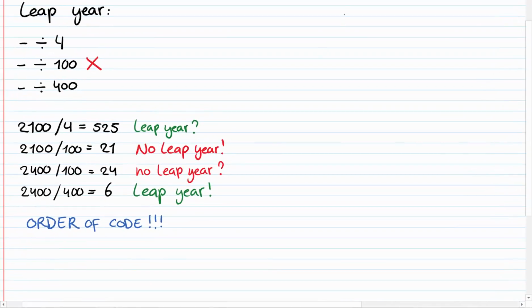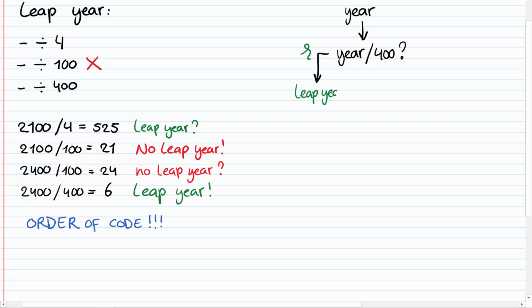Now we know this, let's draw the logic flow of our code. First of all, let's check if the year can be divided by 400. If this is the case, it's always a leap year. If it's not true, we can move to the second rule.